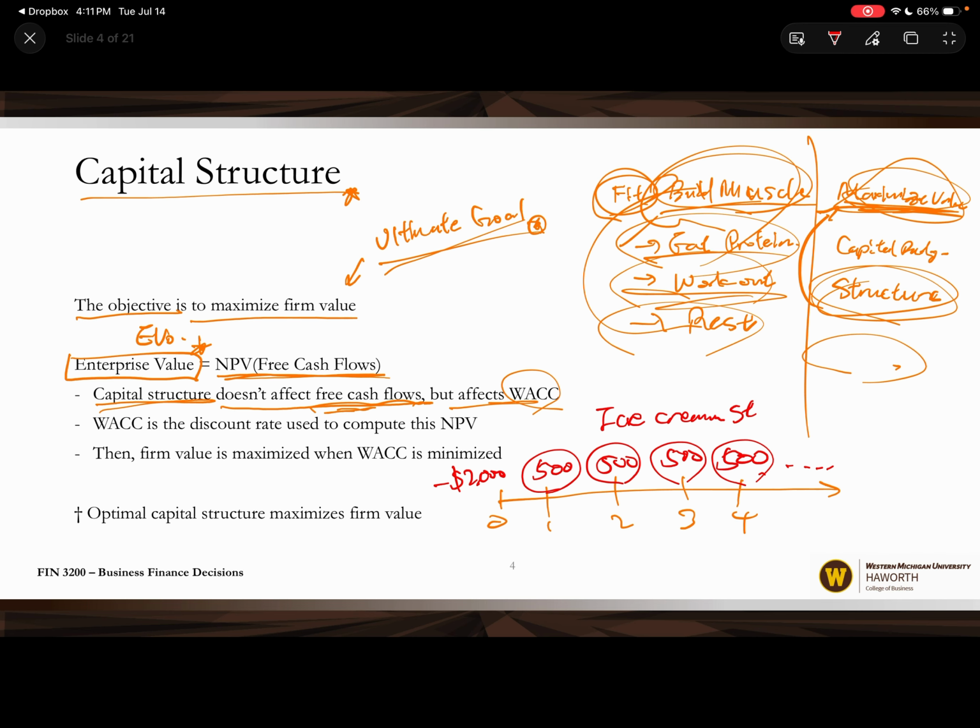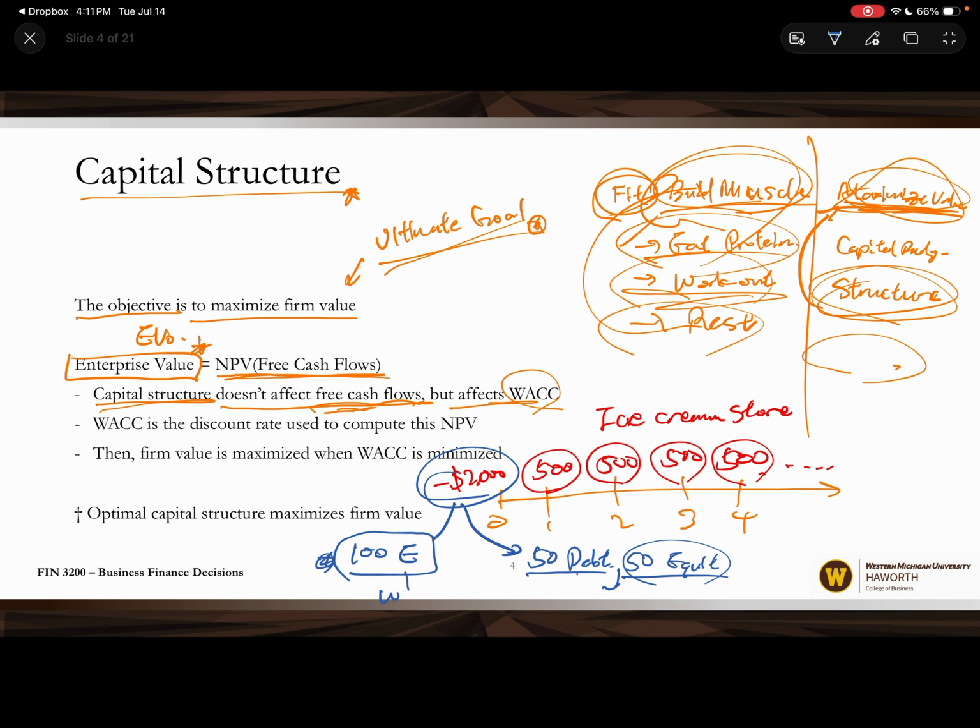But think about the capital structure. Let's say you have two choices. Using 100% equity, let's say you borrow money from your parents so you don't have to pay debt, or you could raise 50% in debt and 50% in equity. So these things will change your WACC, right? But how you finance the project doesn't affect how much free cash flows are generated from the ice cream store.